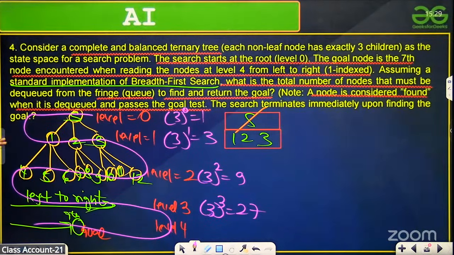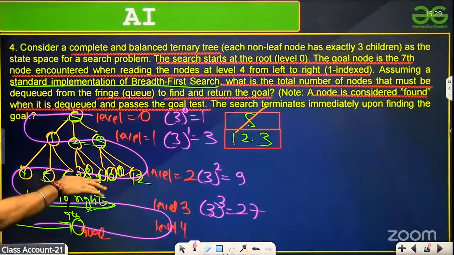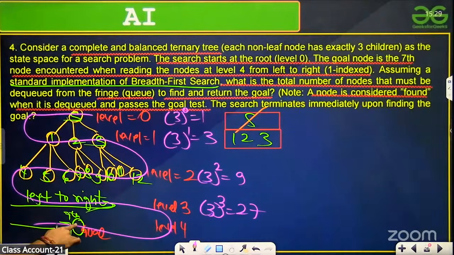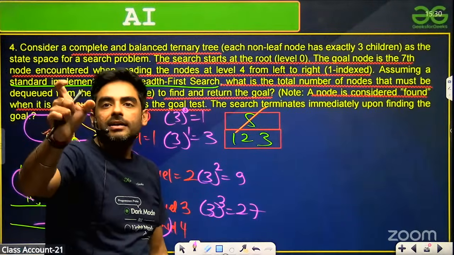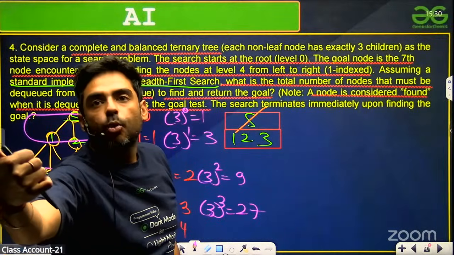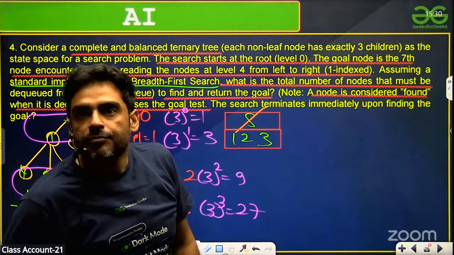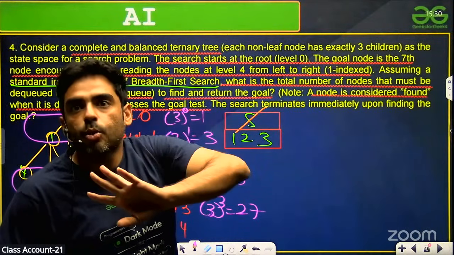I have to always travel from left to right. So here single, here 3, here 9, here 27. Now when I reach the 7th and the goal test is performed, I would find that yes, my goal has been reached.